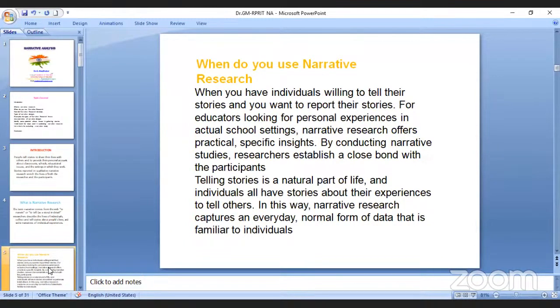So in this way, narrative research captures an everyday, normal form of data that is familiar to the individuals. This is a very normal phenomenon that can be captured every day. It is a normal form of data that is familiar to the individuals, and these narrative stories will be familiar to the researcher as well as the participants.